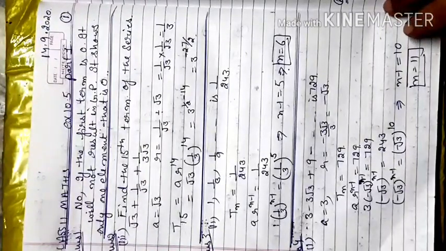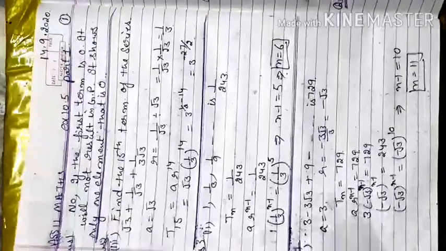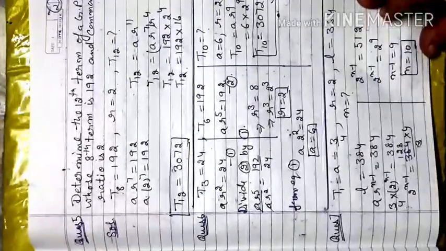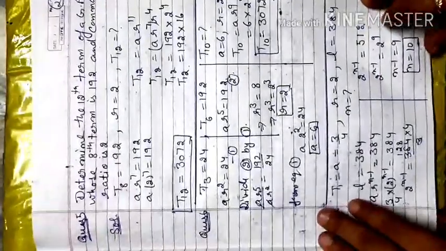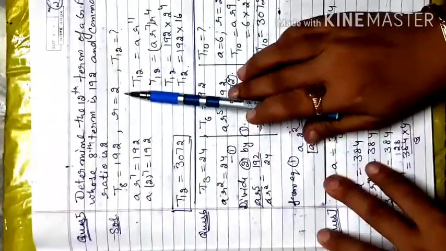Same in your fourth question. In the first part, the last term is given. By finding the A and R values, by applying the formula, you will find the number of terms. In your fifth question, the 8th term is given and the R value, 2, is given.